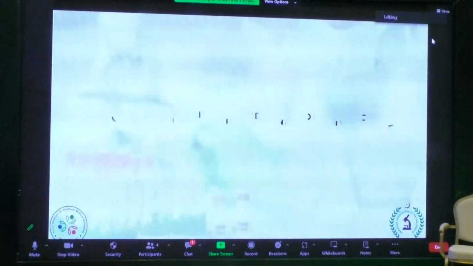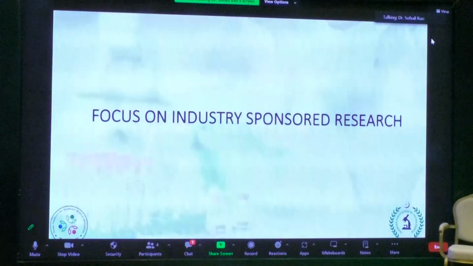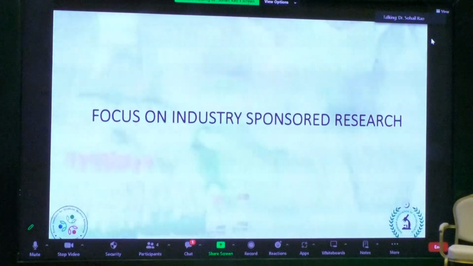So the take-home message of this is that whatever we do, we have to focus on industry-sponsored research. Okay, and we have to satisfy industry standards if we are going to bring more investment into clinical research, into translational research in our country. And that's the take-home message here.